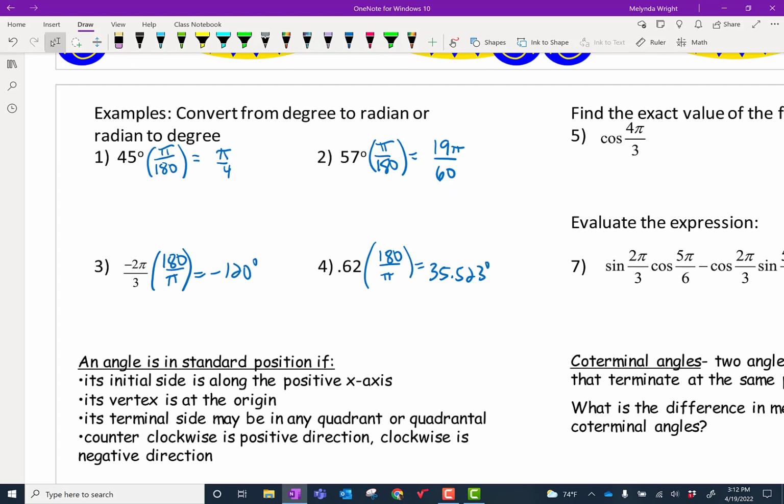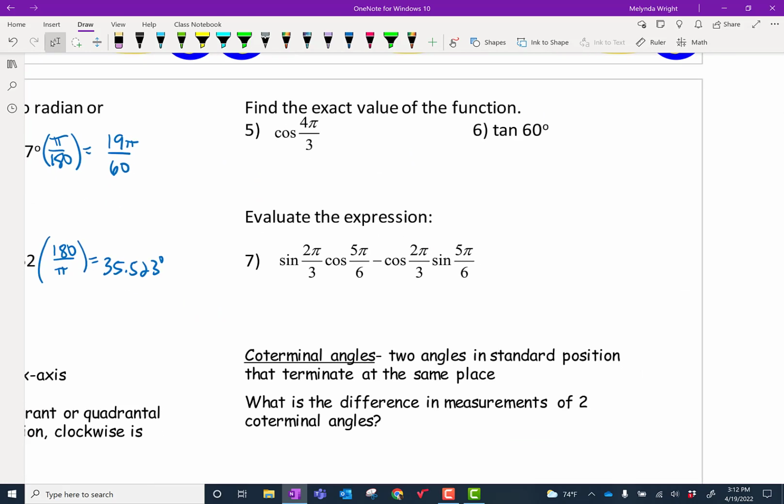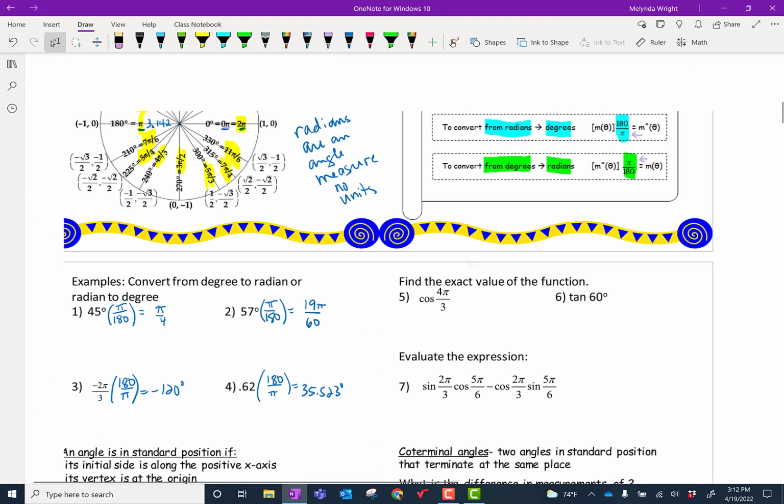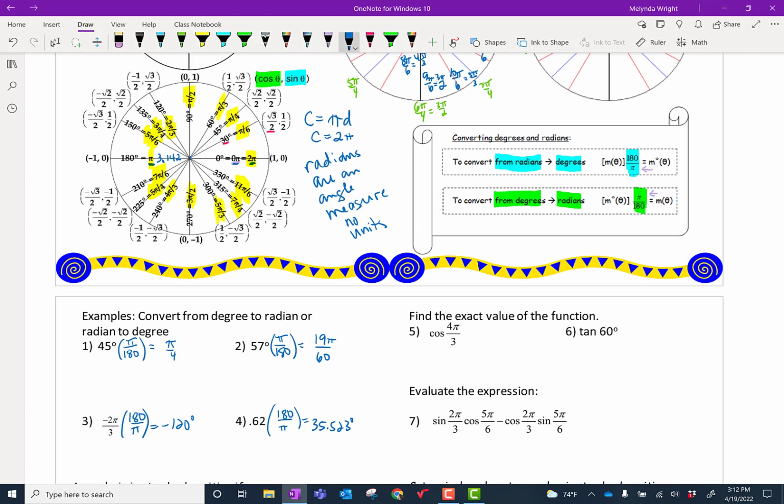So then we're going to look at exact values, find the exact value of the function. All right, so here's where we go. We're going to look at this unit circle. Let me shrink this a little bit so we can look at these at the same time. So what would we do? We would find 4 pi over 3 on our unit circle. Okay, we see it right here. Here's 4 pi over 3. And then we want cosine of 4 pi over 3.